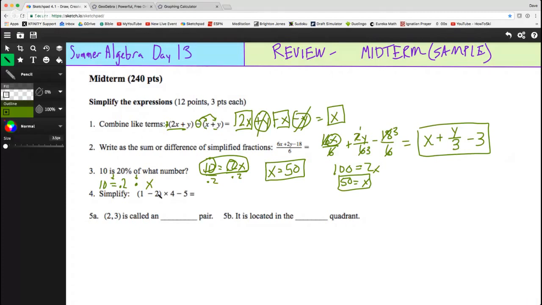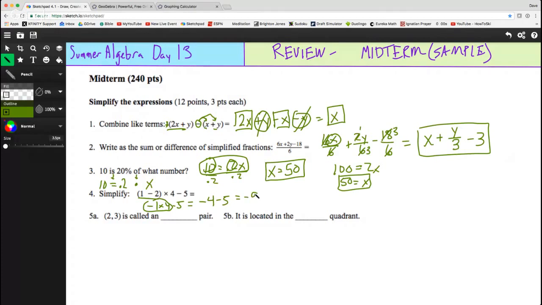All right, simplifying this. I don't want to just see you type this into your calculator, which you are allowed to use. So let's make sure that you do this in the right order. Well, we do our parentheses first. So 1 minus 2 is negative 1 times 4 minus 5. Now we have to do our multiplication next. So we get negative 4 minus 5, and then negative 4 minus 5 is negative 9.